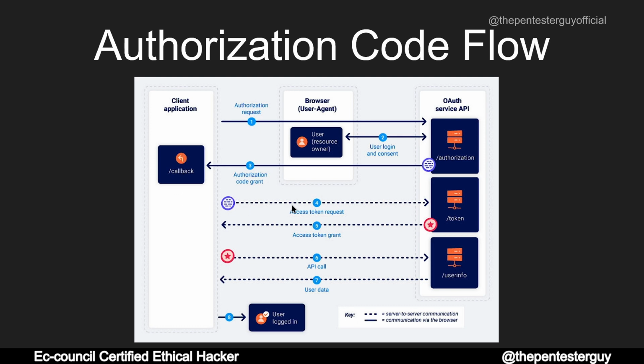The client app takes that authorization code, the client secret and the grant type to the Google authorization server, asking for an access token. Then after checking the authorization code and validating it, the Google authorization server provides an access token to the client app. Then the client app, which is a third party, goes to the resource server of Google and asks for user info.